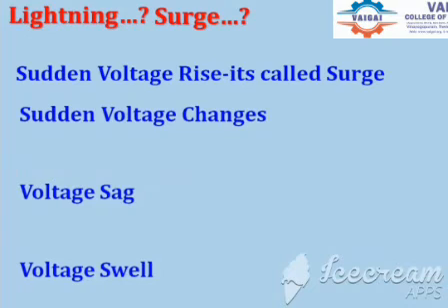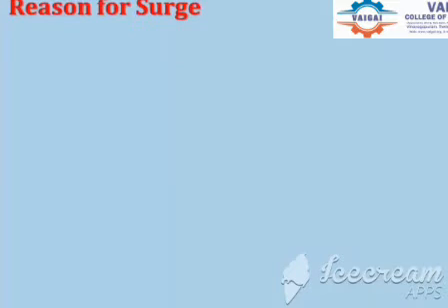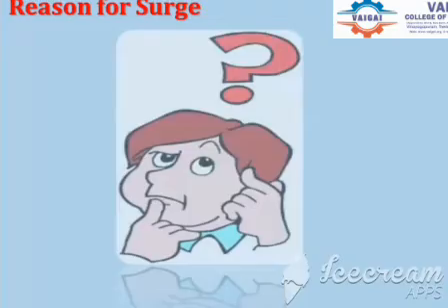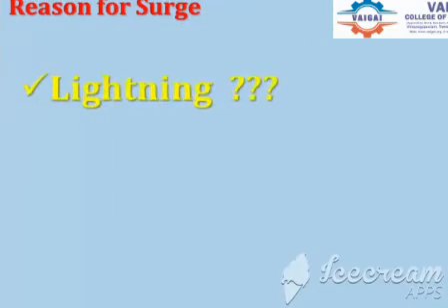Then we will see about the lightning arrestor. The sudden voltage change has two types: one is voltage sag, another is voltage swell. Voltage sag means a sudden fall in voltage, that is voltage drop. Voltage swell is a sudden rise in voltage. So now we know the difference between voltage sag and voltage swell. Both are called surge.